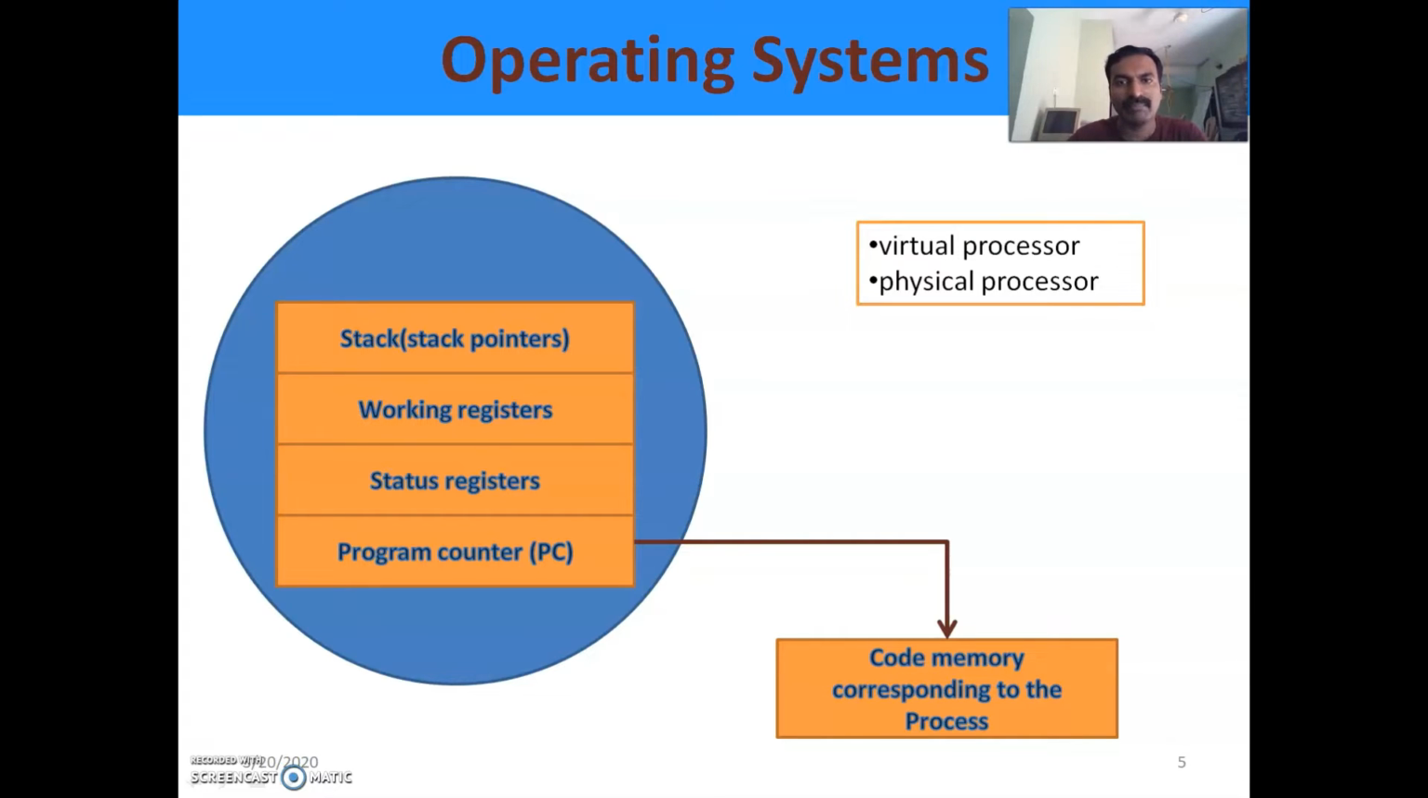A process which has all the properties of a CPU is called a virtual processor. And the virtual processor is waiting for the physical processor. When the physical processor is free, when it gets its turn, the physical processor is loaded with the registers, status, program counter and stack pointer, and the process is executed.